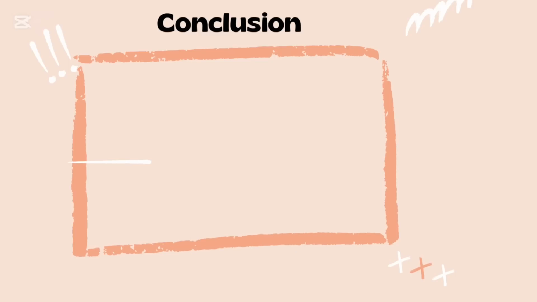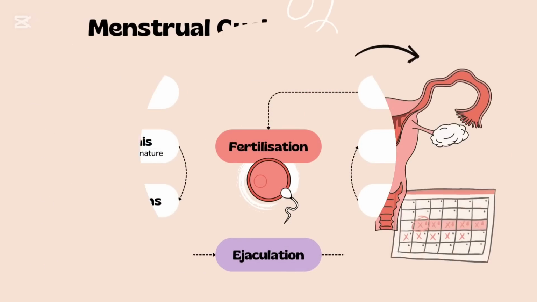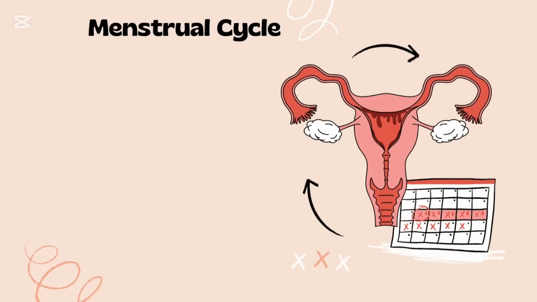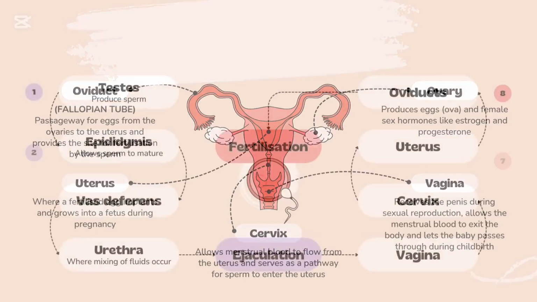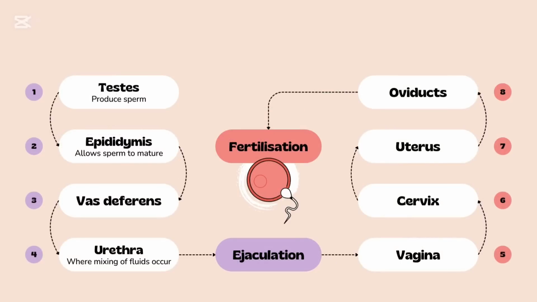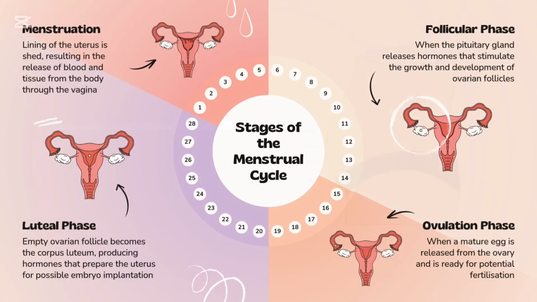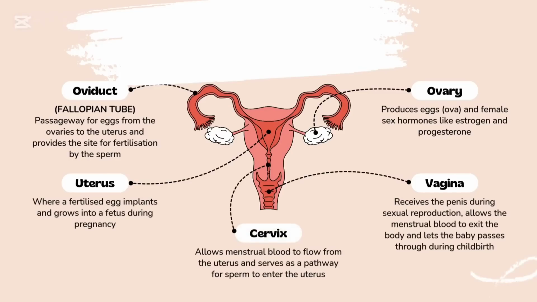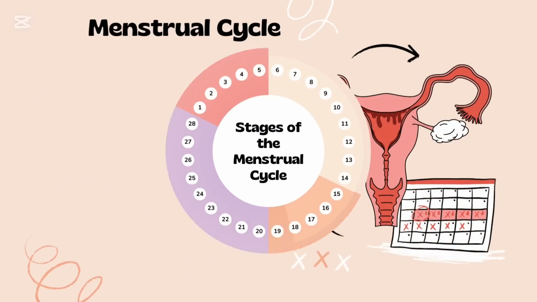Let's move on to understanding the female reproductive system. Welcome to this detailed exploration of the female reproductive system. In this video, we'll break down the anatomy, functions, hormonal regulation, menstrual cycle, common disorders, and reproductive health care. Understanding this system is crucial for general health, reproductive well-being, and medical awareness.